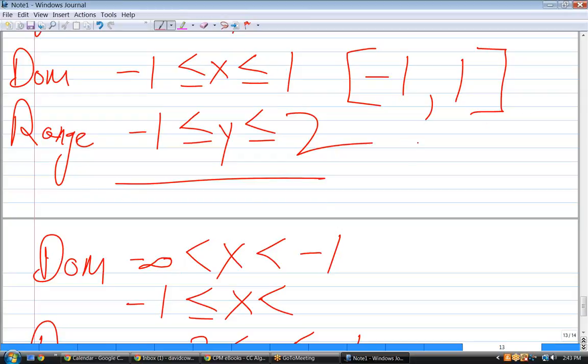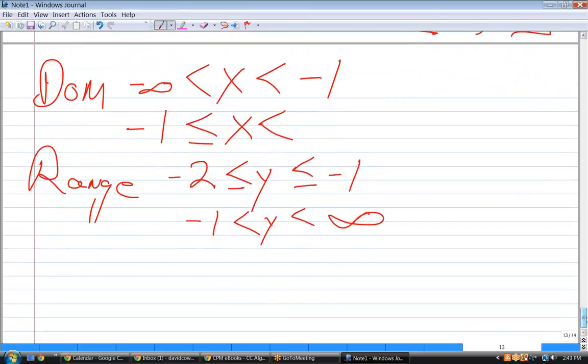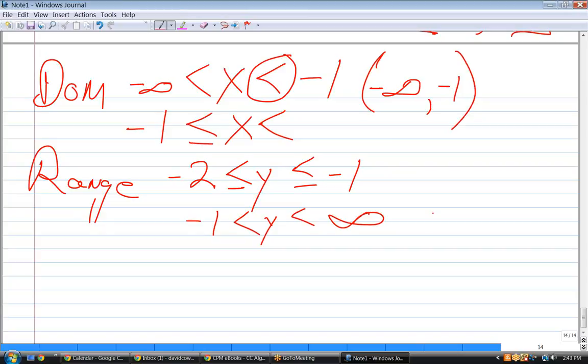The range is bracket -1, comma 2. You with me? Yeah. Let's look at this one. Interval notation, first of all, whenever you have the infinity sign, you always use parentheses. It goes to -1, and because that is just less than, it's parentheses.